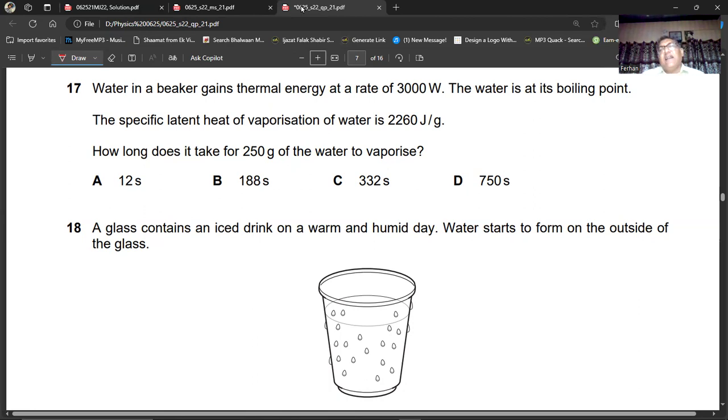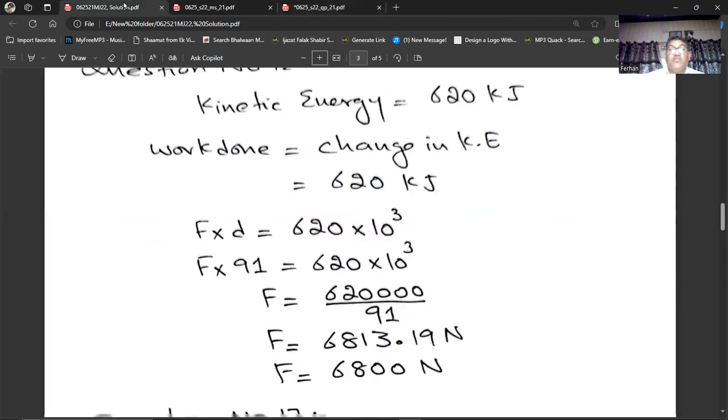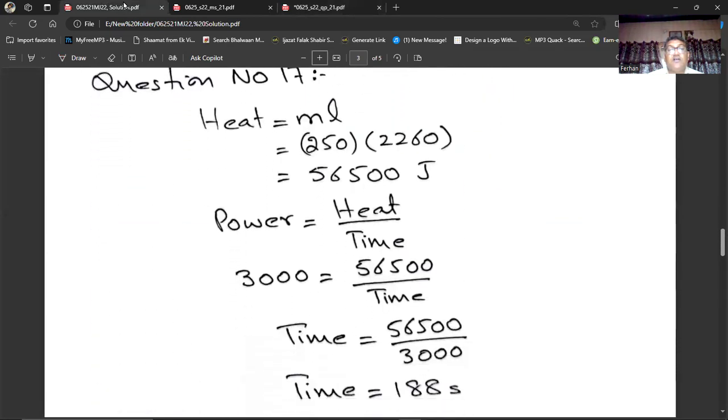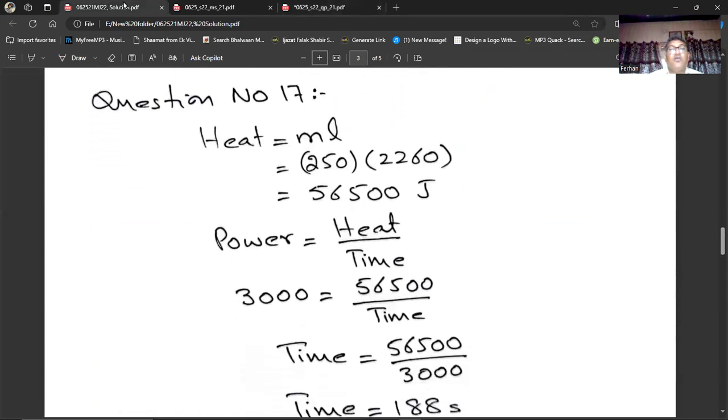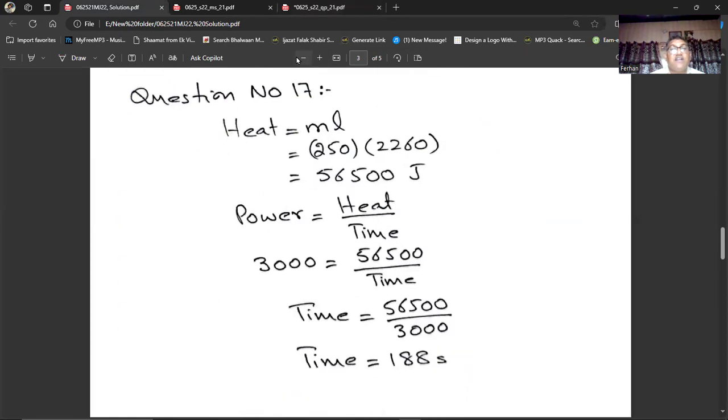From that power, and if I know the amount of heat needed, I can tell how much time is taken. So very simple question number 17. Let me show you my work. Okay, so here we have question number 17. He says heat will be equal to mL, that is the amount of heat required to evaporate that water at its boiling point. So 250 multiplied by 2260, that will be 56500 joules.